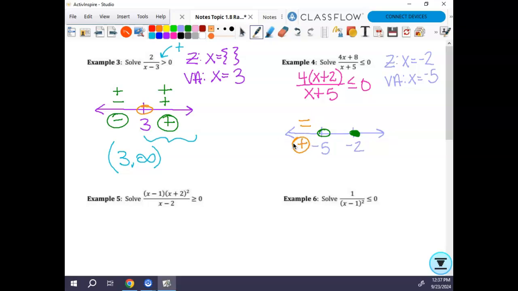And then here, I'd pick maybe a negative 3. So that'd be negative, positive, which makes this negative. And then I'd pick 0, so I get positive, positive, which makes it positive. Okay? And what I'm looking for is when the function is less than or equal to 0, so it's negative and 0.